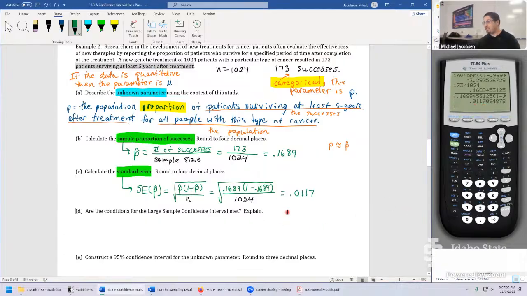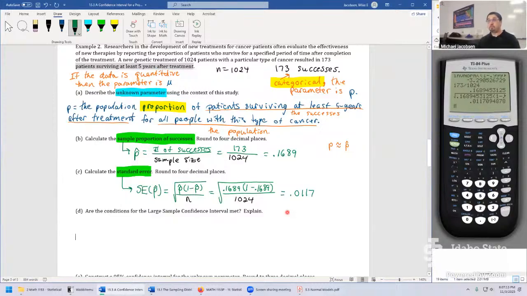Well, we got it, folks. That's part C, calculating the standard error. Any questions at the moment getting through this one? Did we go over how we would figure the standard error for quantitative data yet? Not yet, but if you're curious, here's what it would look like.